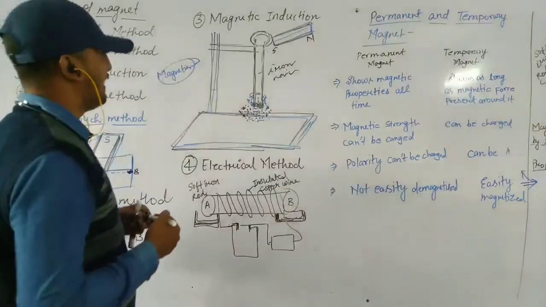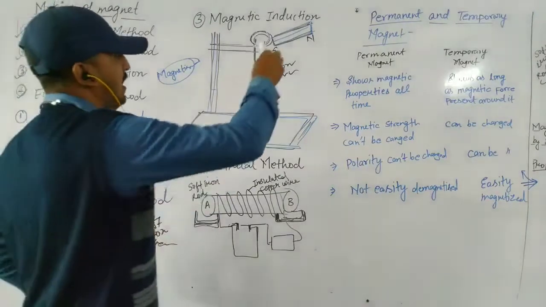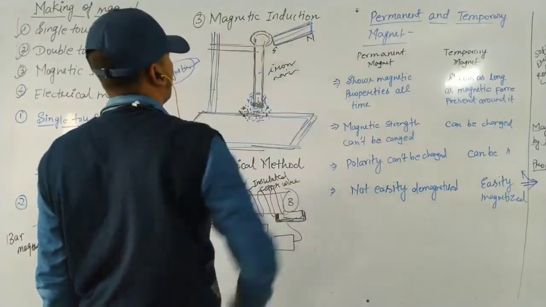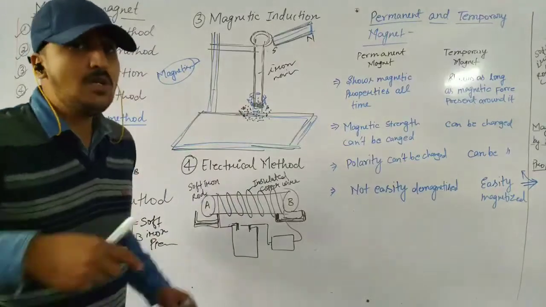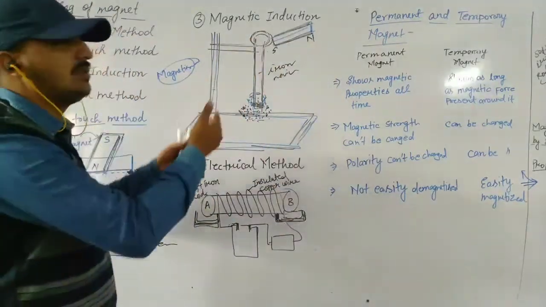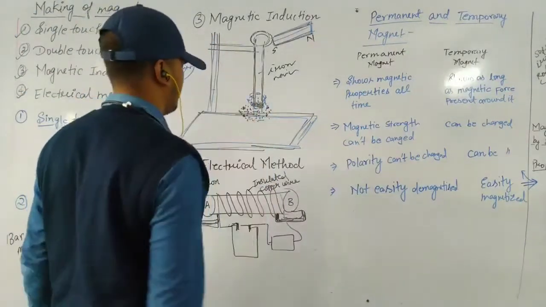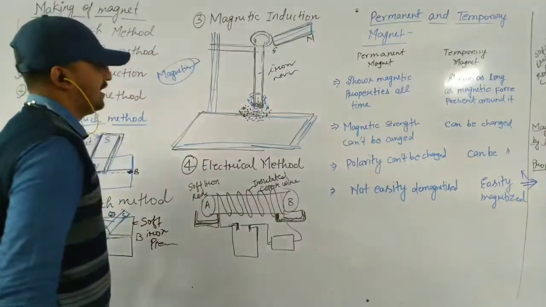So this is another method of magnetic induction. We are inducing this property in the bar, an induced magnet, by the process of induction. We are trying to induce magnetism in this substance. Okay, so this is magnetic induction.